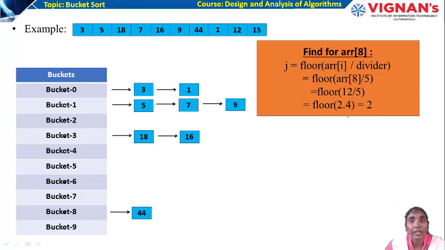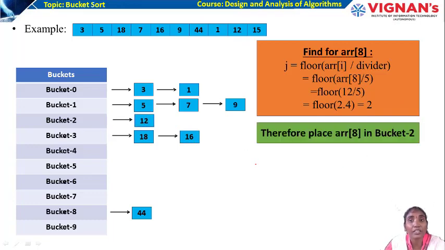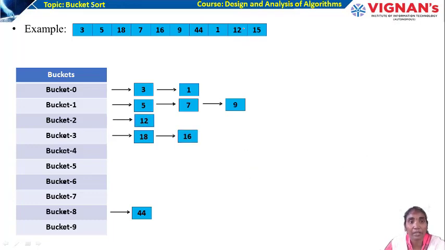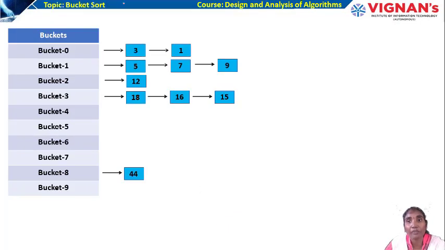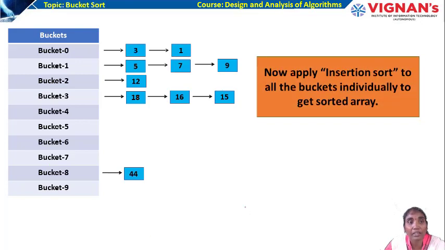Next, array of 8, right? For array of 8 is 12. So 12 by 5 is 2.4. Now floor of 2.4 is equal to 2. So we have to place it in the bucket 2. Whatever j we are getting, that is the bucket number. Please remember. So here we have to keep this 12 in the bucket number 2. Next is 15. So again 15 by 5, floor of 3, which is equal to 3. Now place array of 9 in bucket 3.